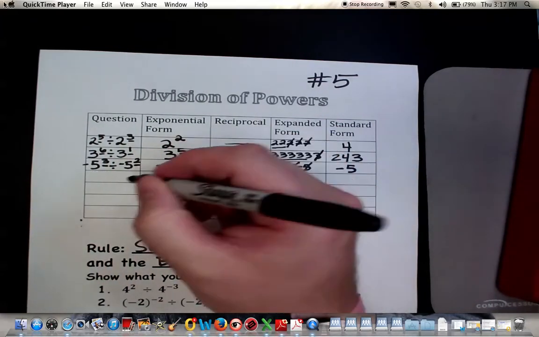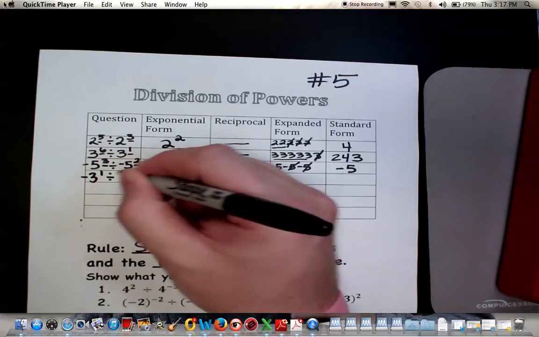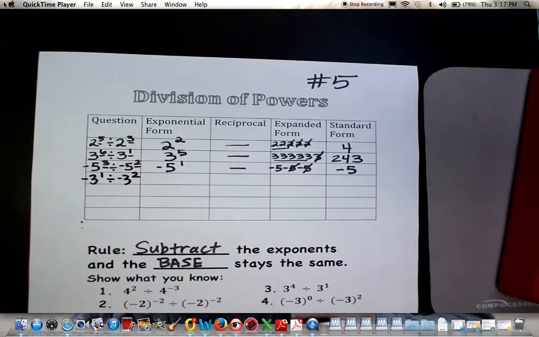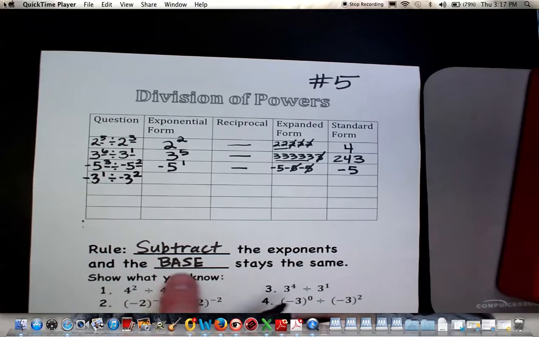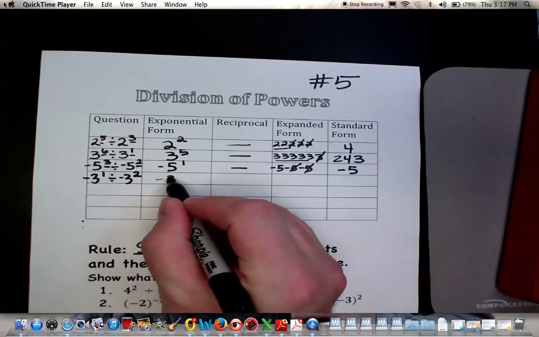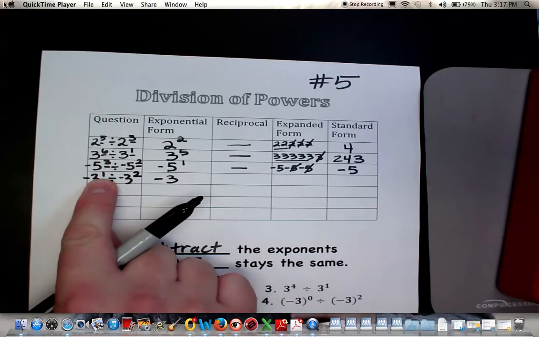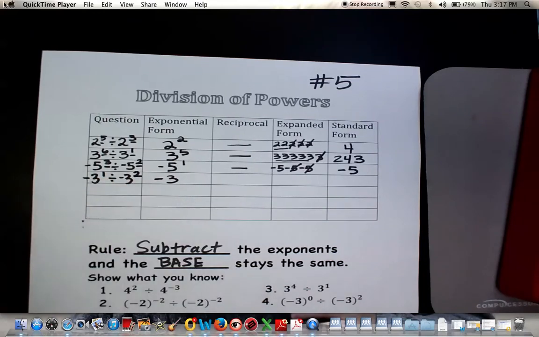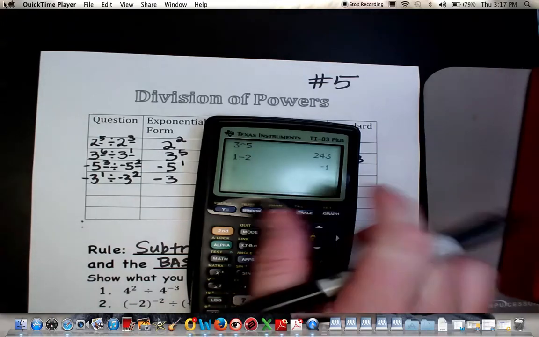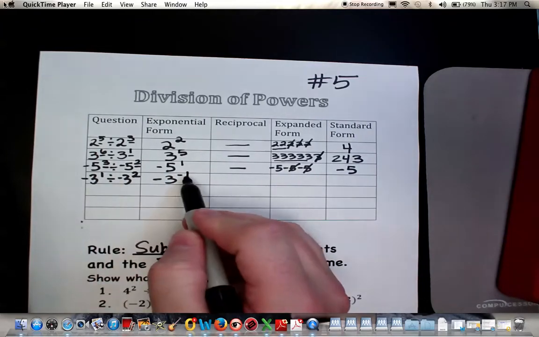Let's do negative 3 to the first power divided by negative 3 to the second power. Okay? Well, I know that the base stays the same, so my base here is going to be negative 3. And it says subtract the exponents. My exponents are 1 and 2, so I'm going to subtract them. 1 minus 2, I get negative 1. So my exponent now must be negative 1.